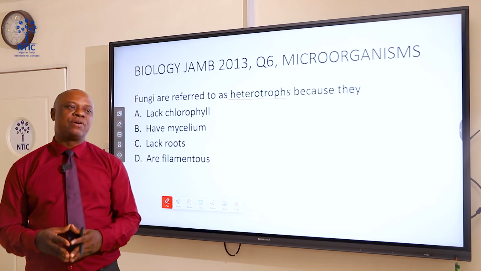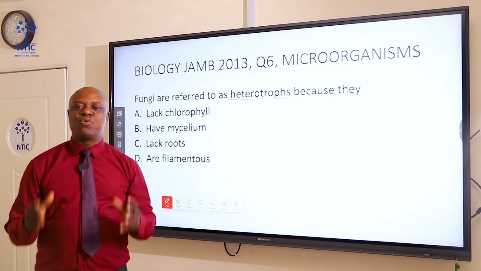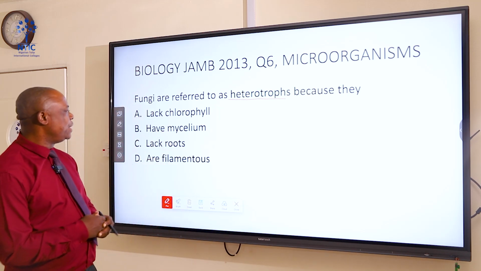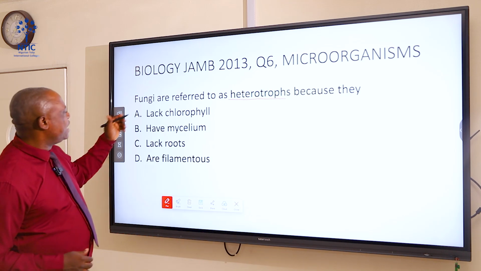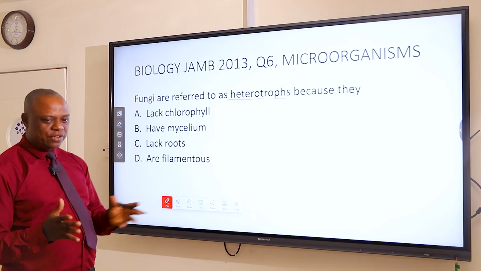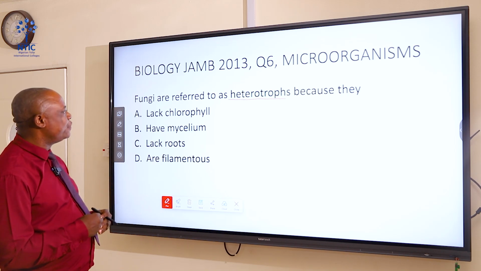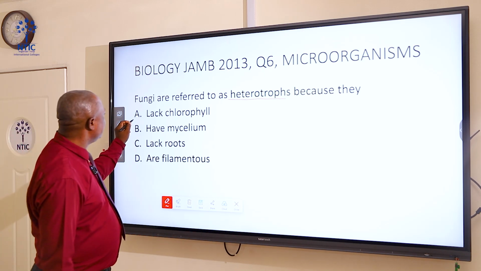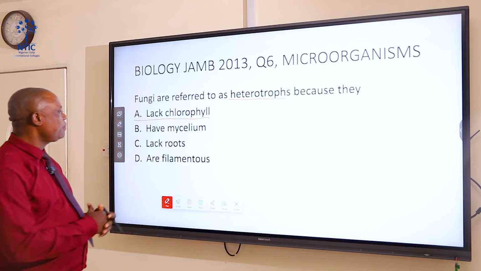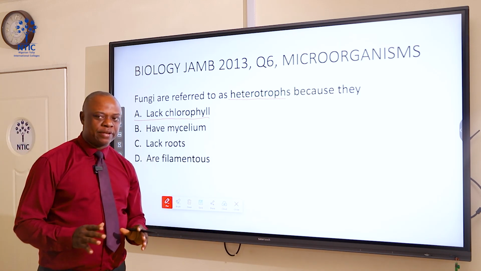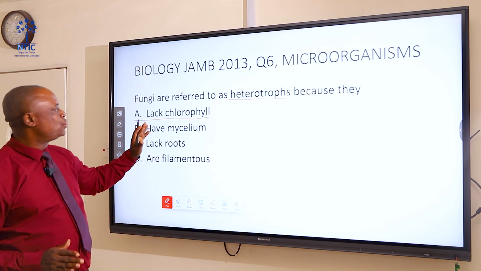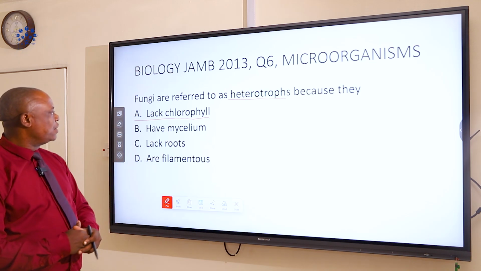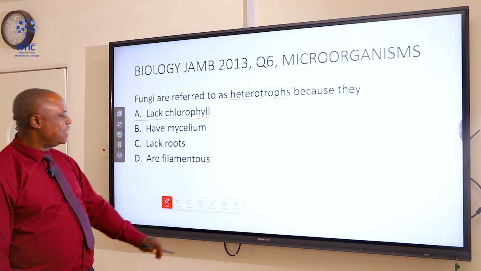But when we talk about heterotrophs, they are the ones that cannot produce their own food. Rather, they depend on already made food. Fungi is one of those organisms that cannot produce their own food. Why? Because they lack the pigment chlorophyll. Because of the absence of chlorophyll, they cannot produce their own food. So the answer to this question is lack of chlorophyll, option A.